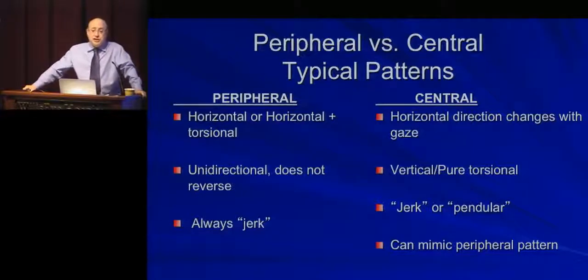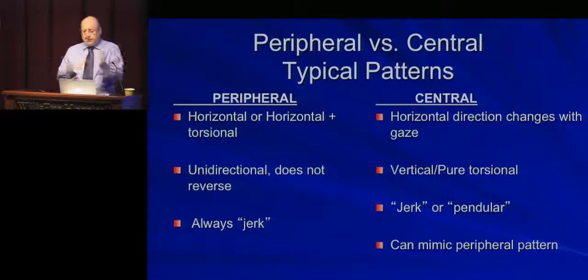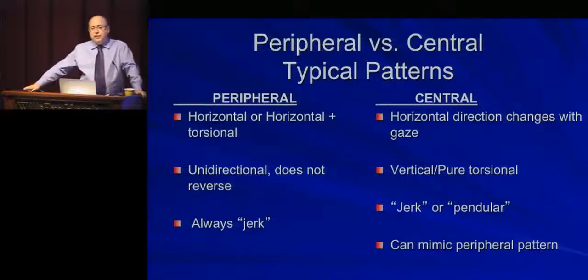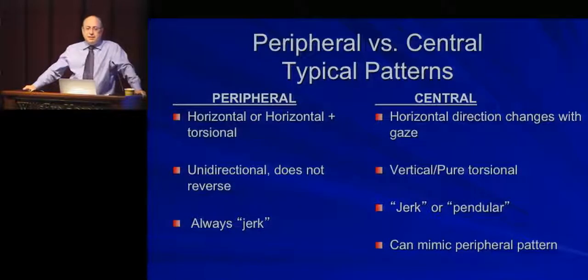It's always a jerk nystagmus. It's never pendular. On the other hand, in central nystagmus, the horizontal direction changes with gaze. So right beating in right gaze, left beating in left gaze. It's often a vertical component, so up beating in up gaze, per se. It may be pure torsional. So if there's no horizontal or vertical component, just rotation, that's always central. It could be jerk or pendular.